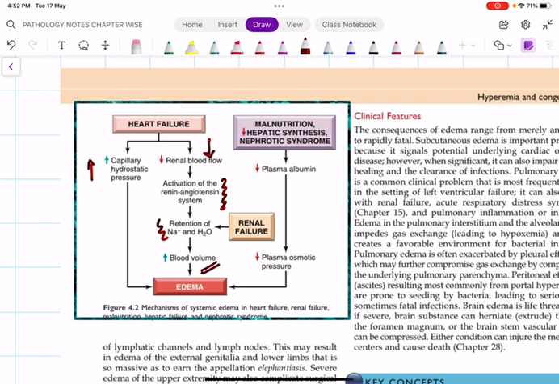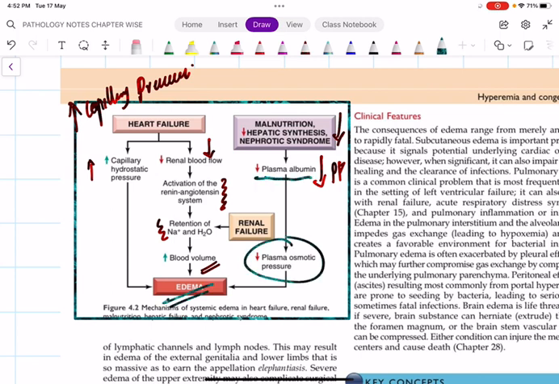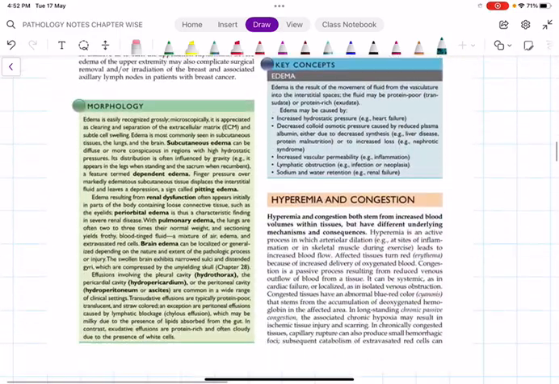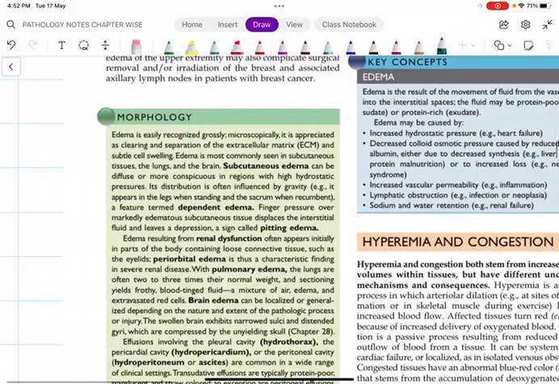So more fluid will be pushed outside into the tissue. In malnutrition, nephrotic syndrome, what is the mechanism? In heart failure and renal failure, the problem is increased capillary hydrostatic pressure. Whereas in case of malnutrition, hepatic failure, nephrotic syndrome, what is the problem? Decreased plasma proteins. So decreased plasma albumin, decreased plasma oncotic pressure, which will finally cause edema. Fine?